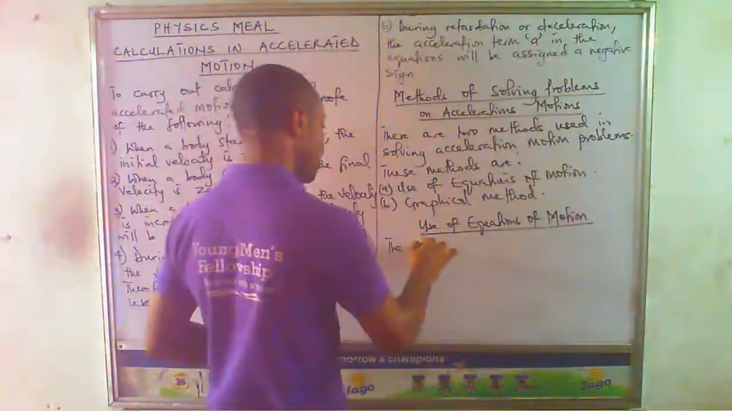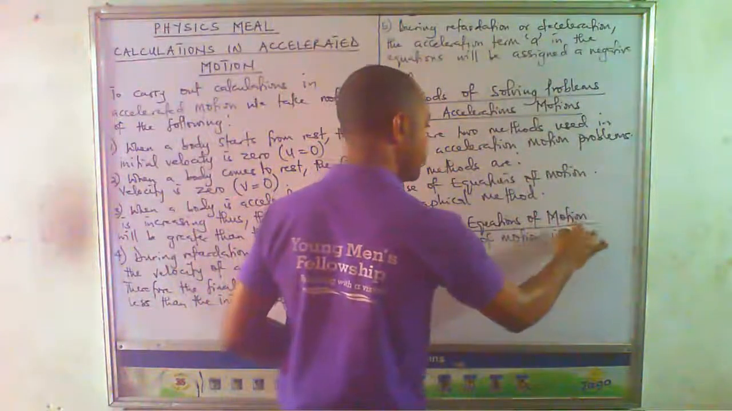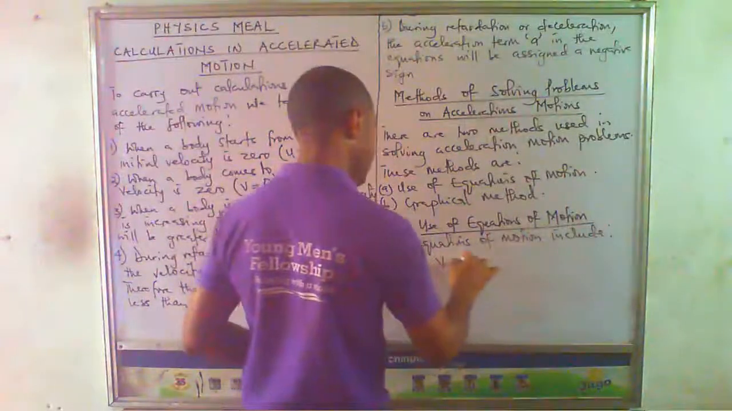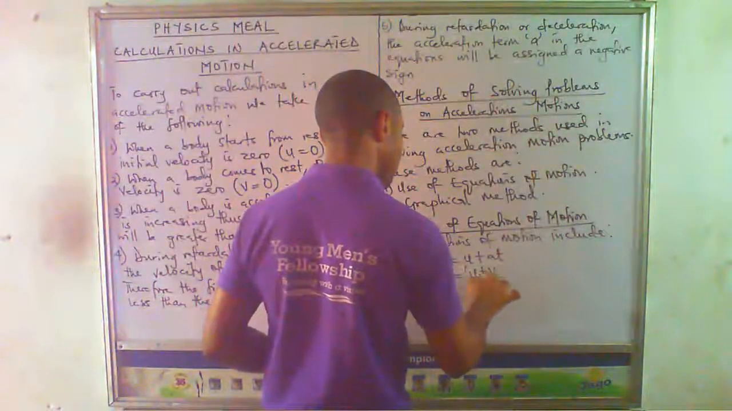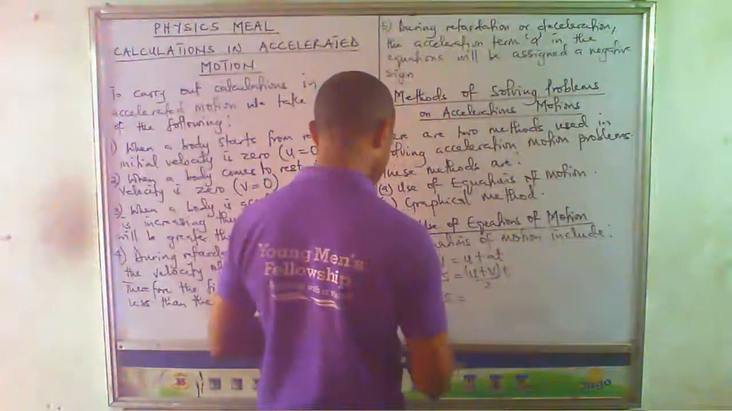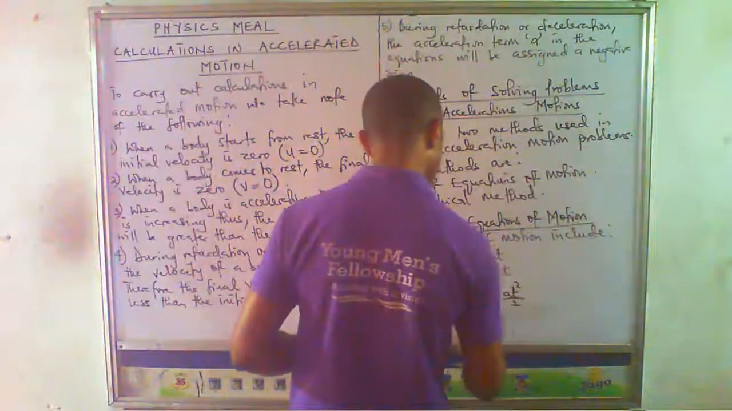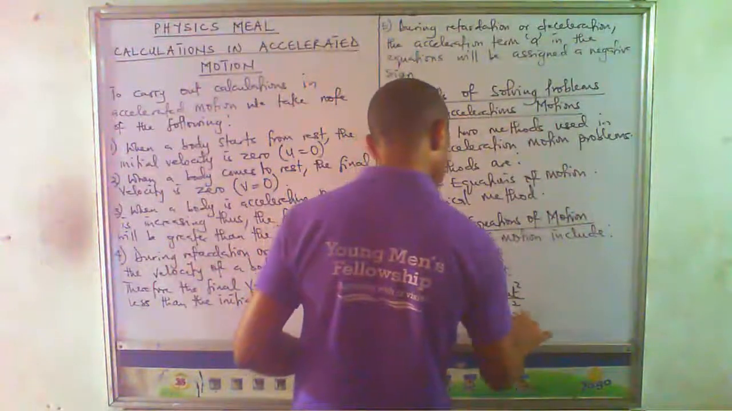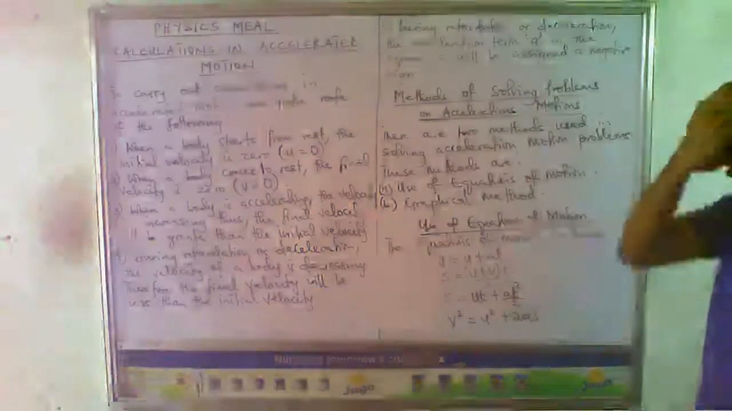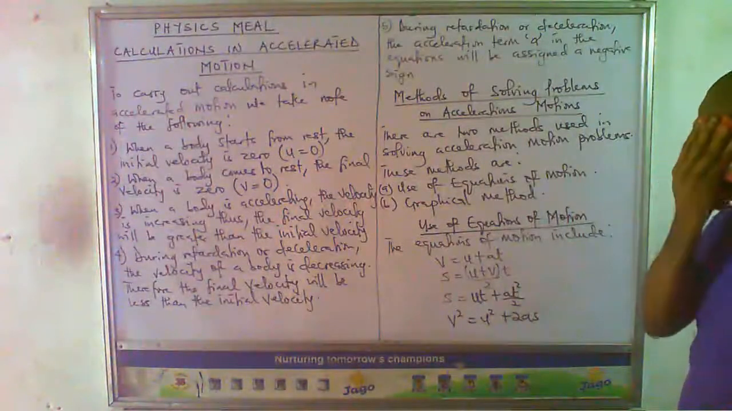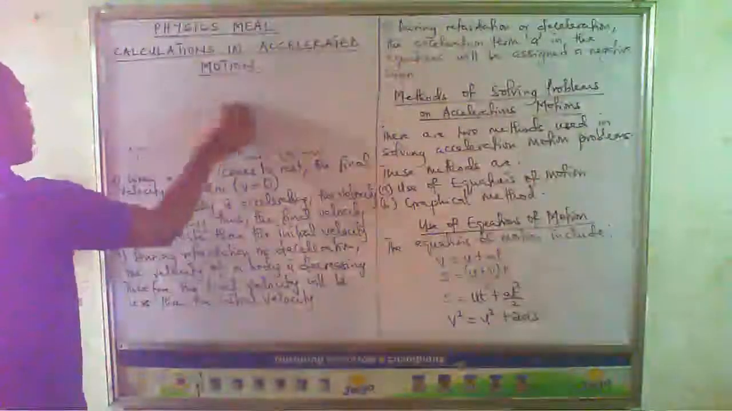The equations of motion include: V is equal to U plus AT, X is equal to U plus V over 2 times T, X is equal to UT plus AT squared over 2, and then V squared is U squared plus 2AX. Now someone will say, what are all these for? We are going to define the terms, what each symbol stands for. So let's quickly do that before we go on a short break and then return to carry out calculations.